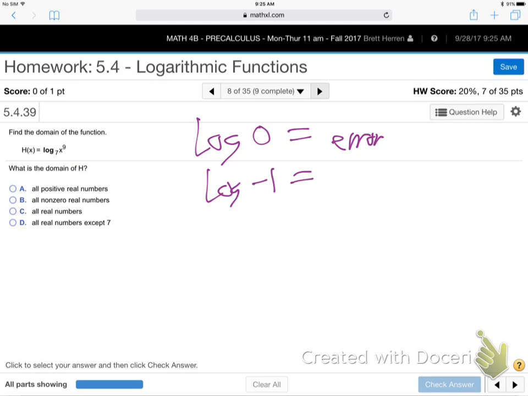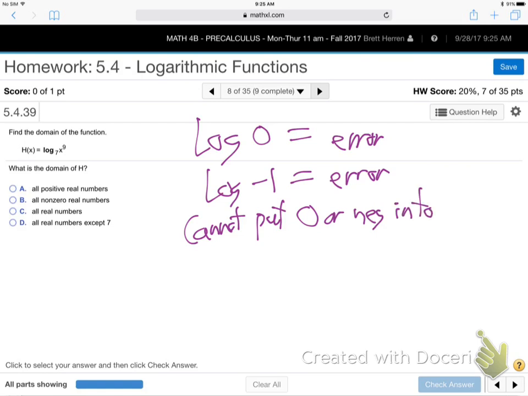How about the log of -1? Domain error again. So my point in that is you cannot put 0 or negative into log. Oh, you probably did the minus instead of the negative. I did negative. No, yeah, you're probably right. So does that make sense? You cannot put 0 or negative into a log.